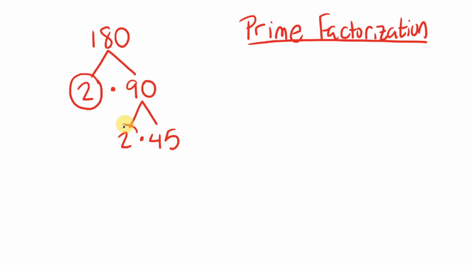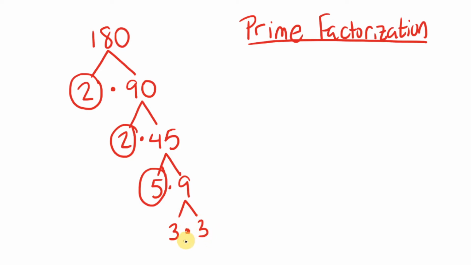2 is prime, so I'm done with this branch. But again, 45 is not prime. So how would you break down 45? Well, I see 45 and I think of multiplying 5 times 9. The 5 here is prime, so I'm done with this branch. But again, 9 is not prime. And how can we break down 9? Well, I would just do 3 times 3. And 3 is a prime number, so we're done with both of these branches. And since there's nothing else to break down, we're done with our factor tree.